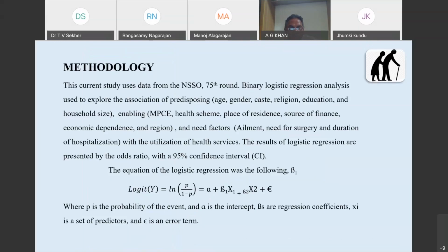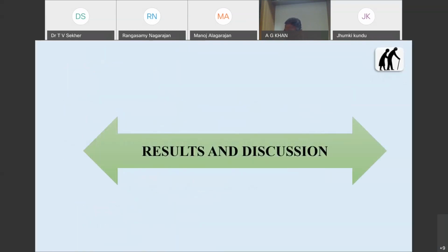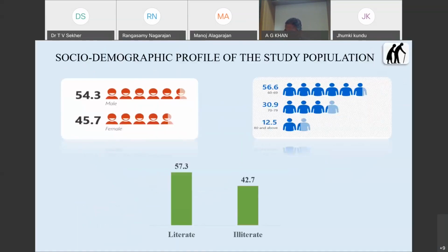So here is the methodology. This current study used the data from the NSSO 75th round. Binary logistic regression was used to explore the association of the predisposing, enabling, and need factors with the utilization of health services. Now I come to discuss the results and discussion.